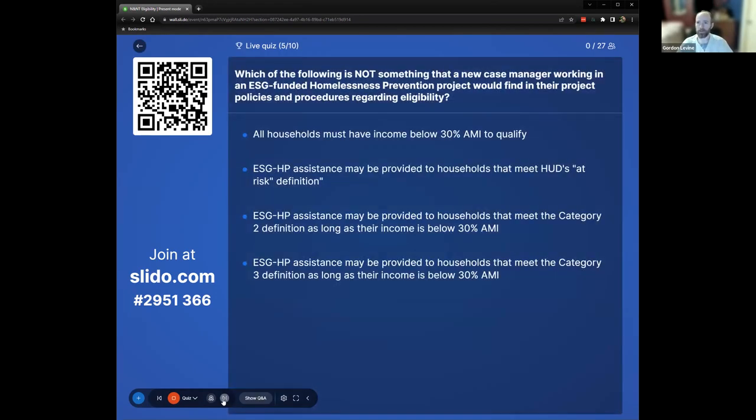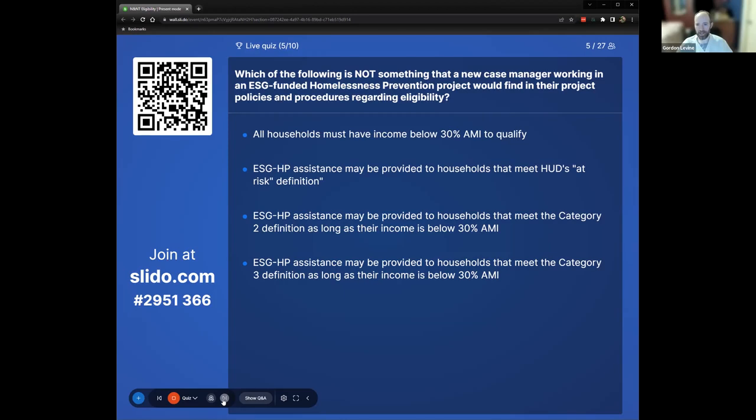So, which of the following is not something that a new case manager working in an ESG-funded homelessness prevention project would find in their project policies and procedures regarding eligibility? Which of the following is not something that would be found in a homelessness prevention project policies and procedures? A, all households must have income below 30% AMI to qualify. B, homelessness prevention assistance may be provided to households that meet HUD's at-risk definition.